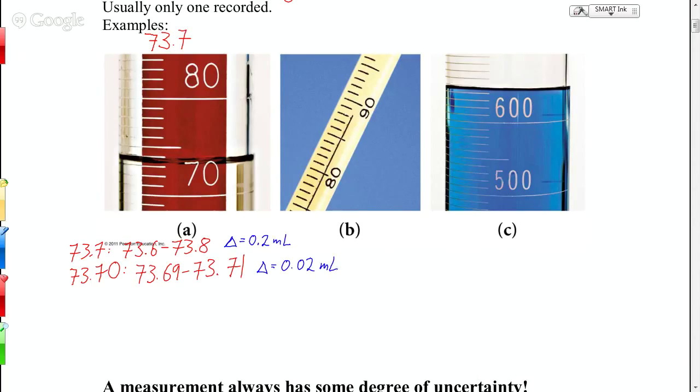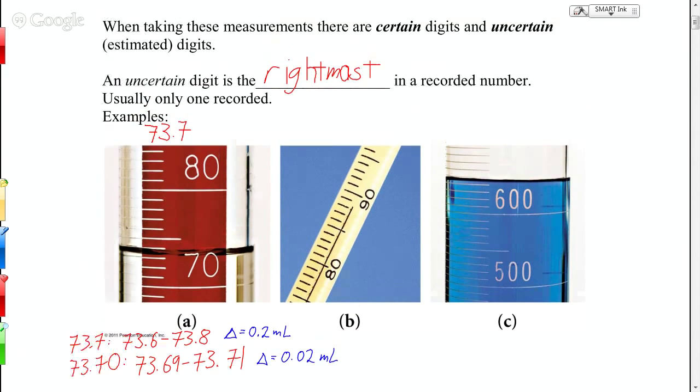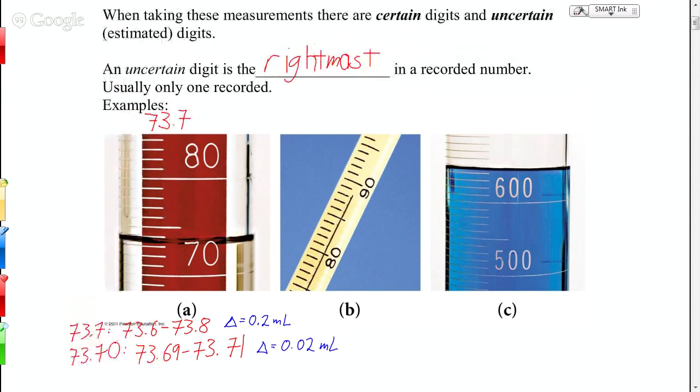All right, so let's try these next two now on your own. Use that same rule. So you're going to look for the certain digits and then one uncertain digit. And you're going to come up with a measurement for this thermometer and then this other graduated cylinder here.